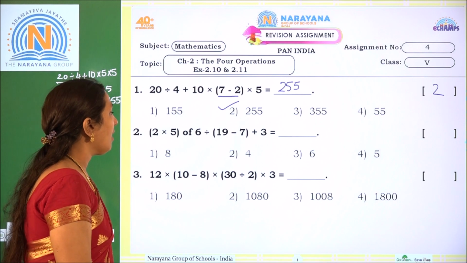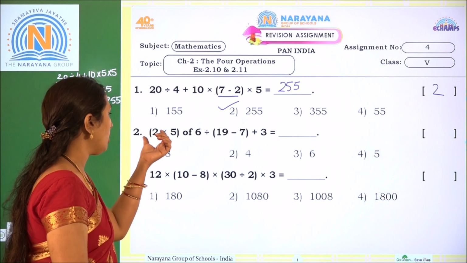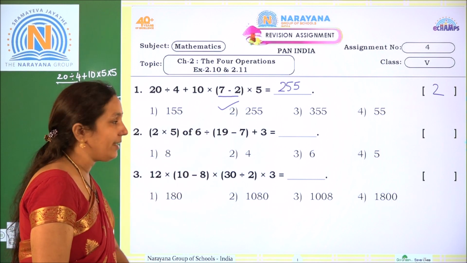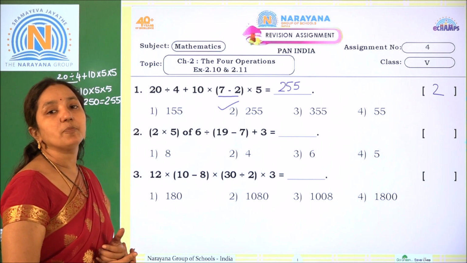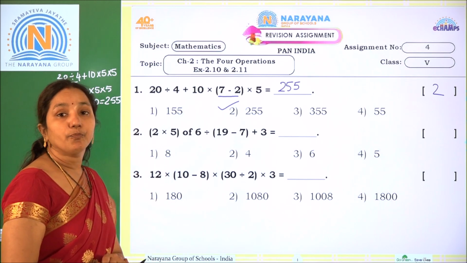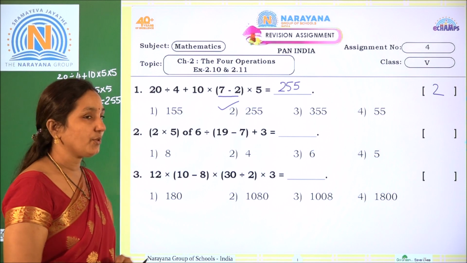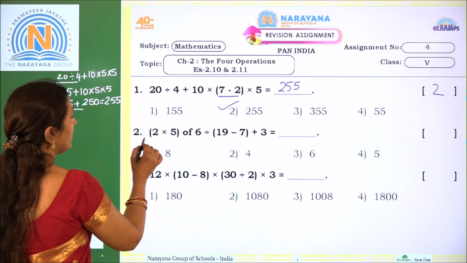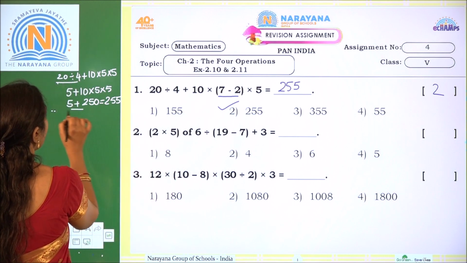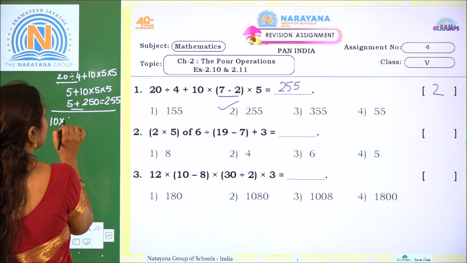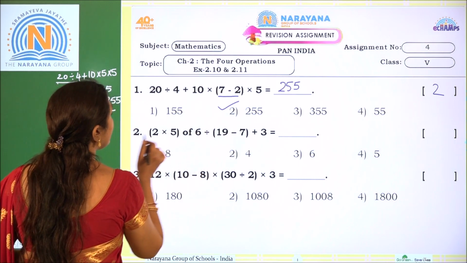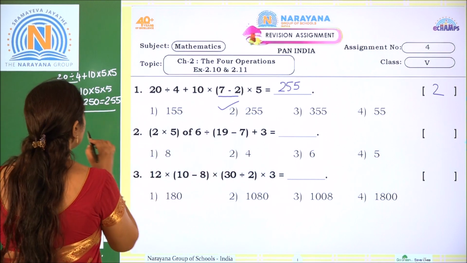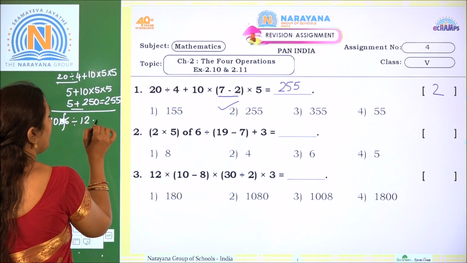2 into 5 of bracket is given. So bracket of 2 into 5 of 6 is divided by 19 minus 7 into 3. Again we have to simplify the given sum, following BODMAS. First we have to take out the brackets. In that, 2 into 5 means 10 into 6, divided by 19 minus 7, which is 12, plus 3.